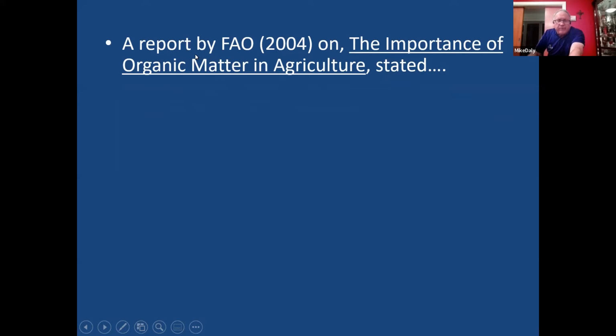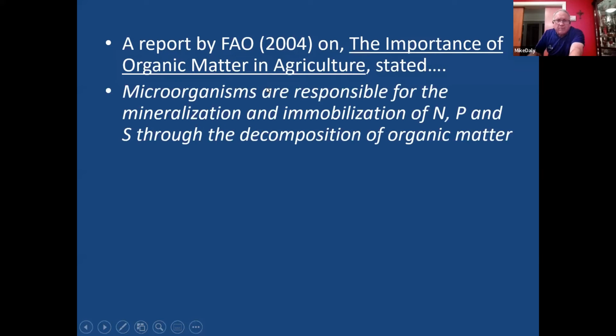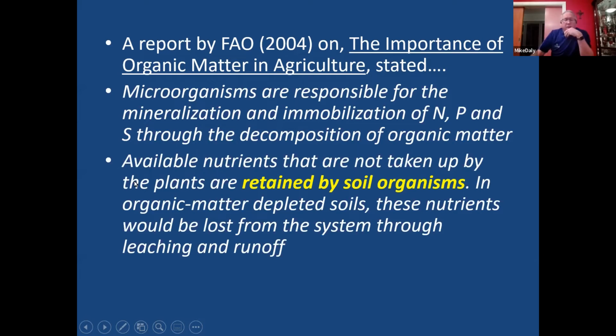This is a report by the FAO, Food and Agricultural Organization, and they stated the importance of organic matter in agriculture. It said microorganisms are responsible for the mineralization and immobilization of N, P and S through the decomposition of organic matter. And then it said, and this is a key one, available nutrients that are not taken up by the plant are retained by soil organisms. In organic matter depleted soils, these nutrients will be lost through the system through leaching and runoff. So this is a key one.